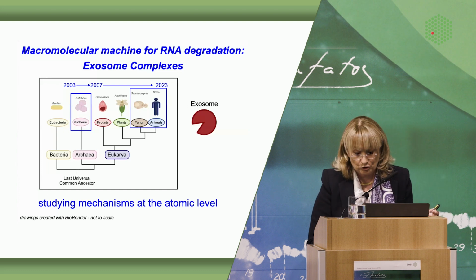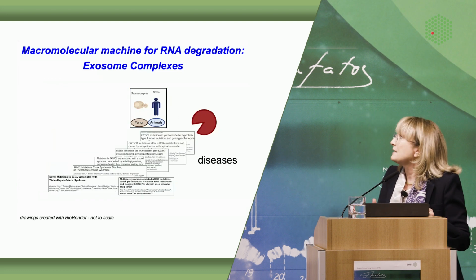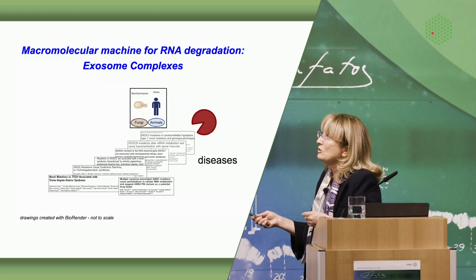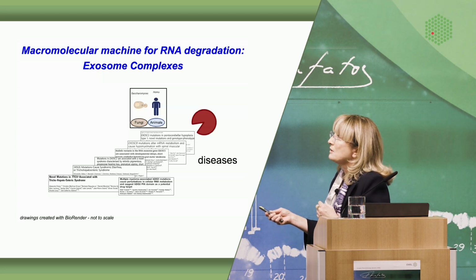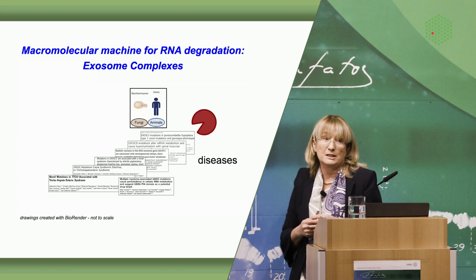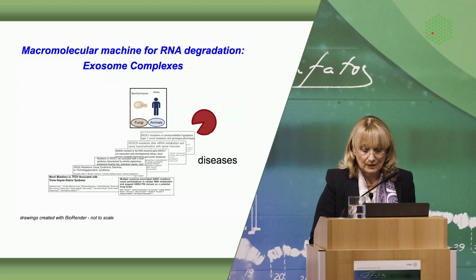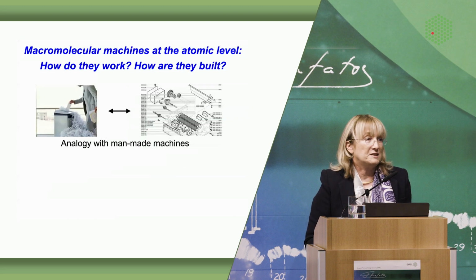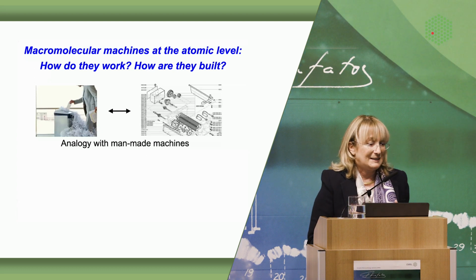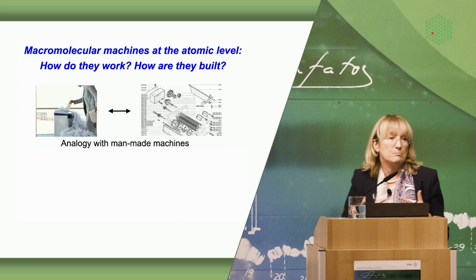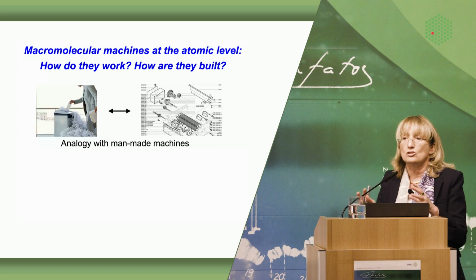Studying the human complexes is, of course, important because there are many mutations, and again, I'll not discuss those in detail, but there are many mutations in subunits of this Pac-Man here, which are connected to disease. So how do we study a macromolecular machine at the atomic level? If we want to understand how these machines work, we have to understand how they are built. So it's a little bit like reverse engineering, okay?